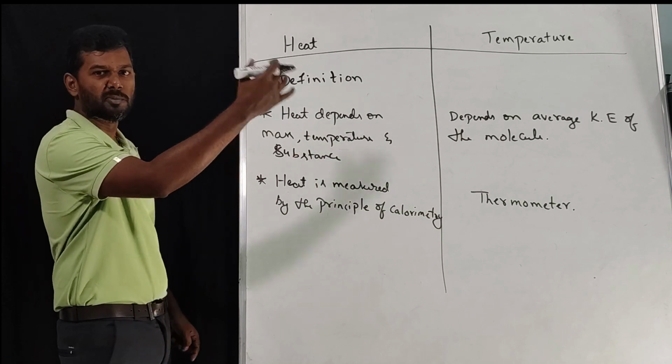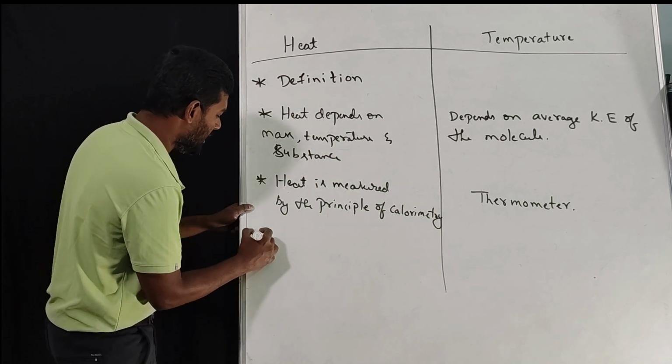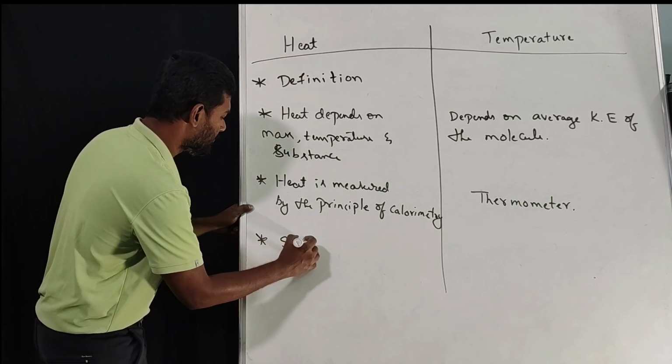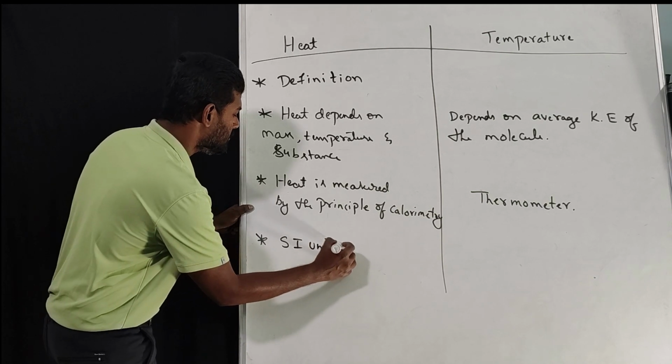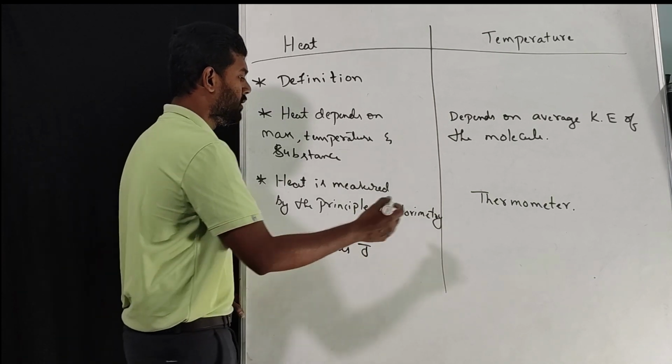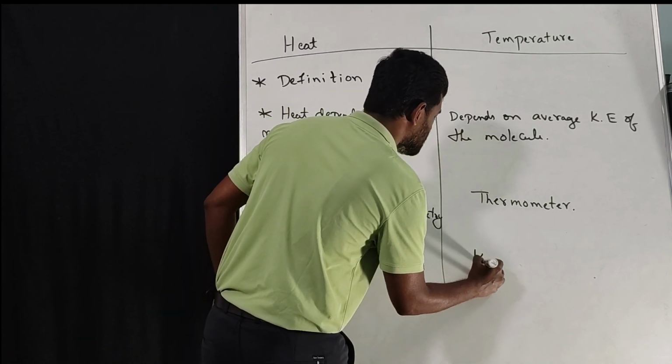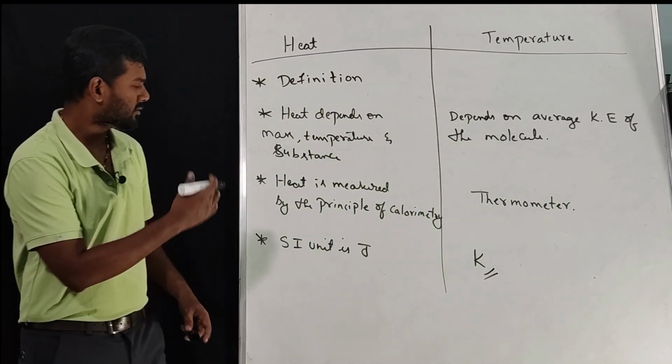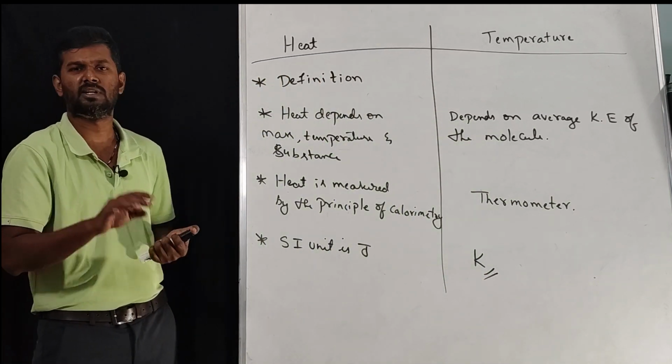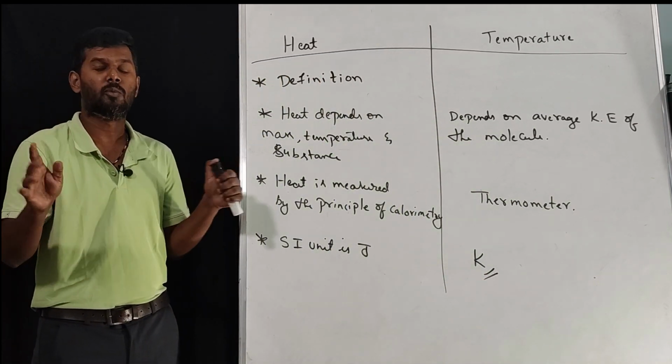So write it in the form of a sentence. That is, temperature is measured by thermometer. The SI unit of heat is joule. Here it is Kelvin. That's it. If you know these many differences, that is well and good for the board exam.